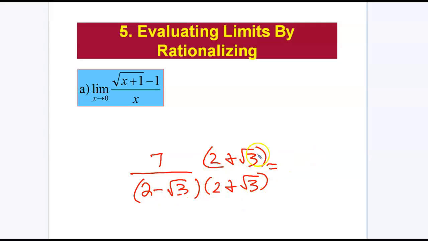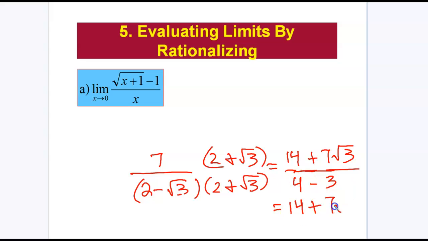So if I multiply on top, 7 times 2 is 14, and 7 times root 3 would be 7 root 3. If I FOIL out my conjugates, 2 times 2 is going to be 4. My middle terms are going to cancel when I FOIL these out, and negative root 3 times positive root 3 is going to be negative root 9, which is really 3. So therefore, 4 minus 3 is 1, and my final answer would be 14 plus 7 root 3. And now I've eliminated my radical in my denominator, which we always want to do with radicals.